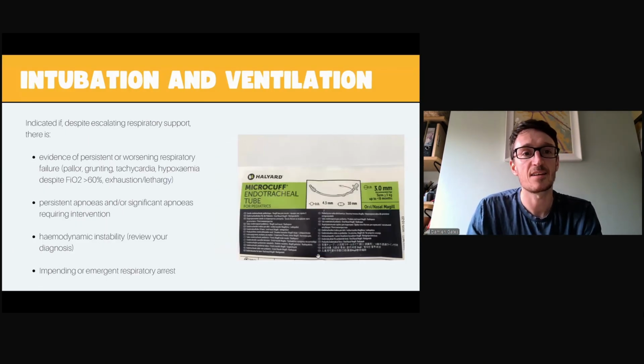So in terms of mechanical ventilation and intubation, indicated if your escalation through respiratory support isn't working. So you've got worsening respiratory failure despite all the steps you're taking to escalate. You've got persistent apneas or significant apneas that require intervention, i.e. bagging, and hemodynamic instability. And in which case, if you have hemodynamic instability, I would suggest you review the diagnosis. And then if you've got a baby who has an impending or who has actually had a respiratory arrest, I think most people would consider that a reason to intubate.